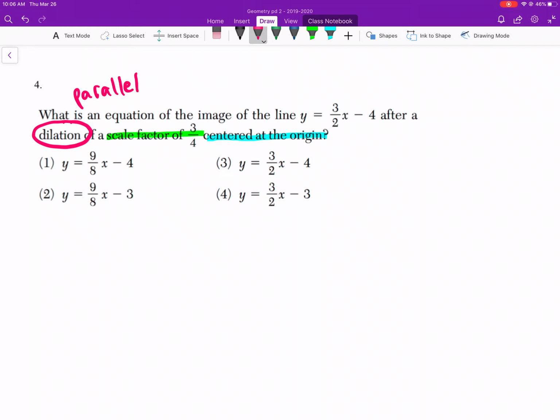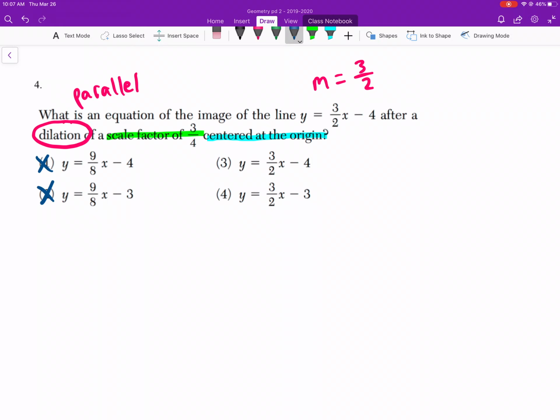Alright, you could see the equation they gave us is in slope-intercept form. y equals 3/2 x minus 4. So that tells us our slope. Our slope is equal to 3/2. Alright, think about what that eliminates. Choices 1 and 2. Those do not have the same slope.